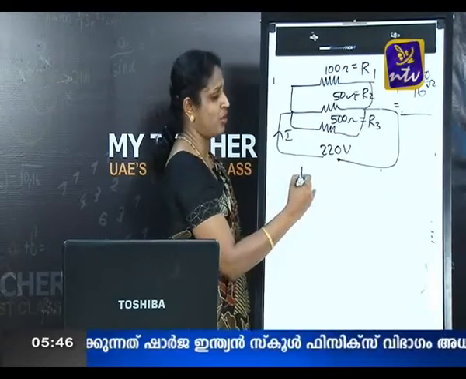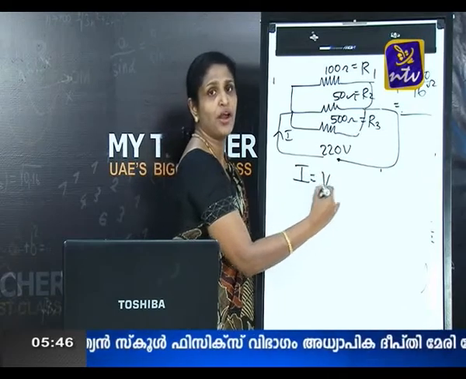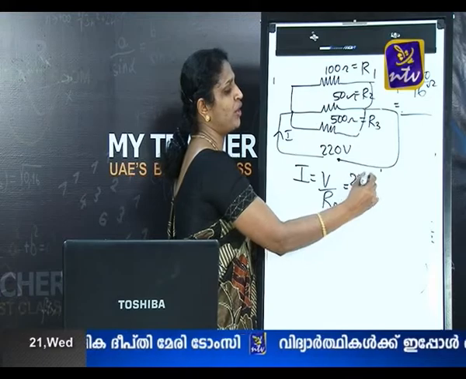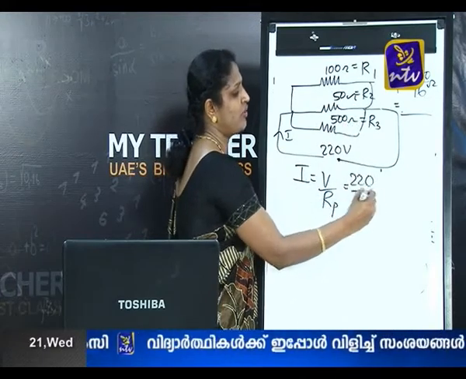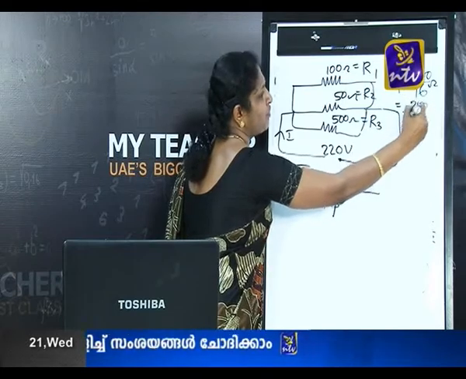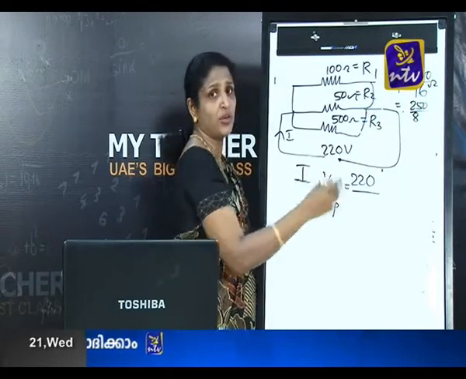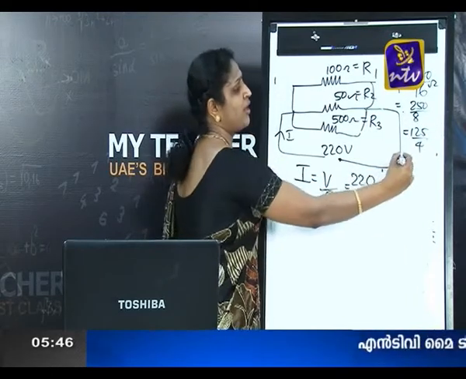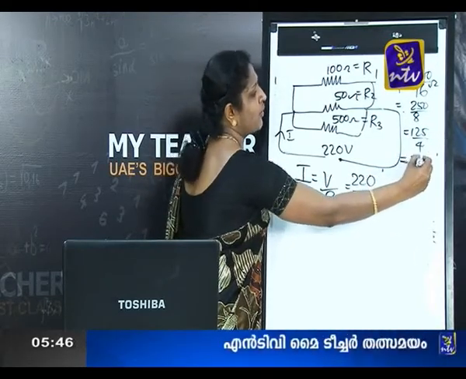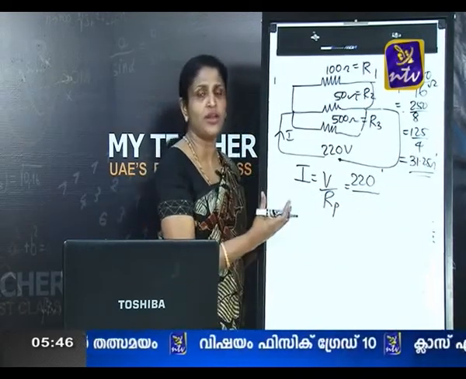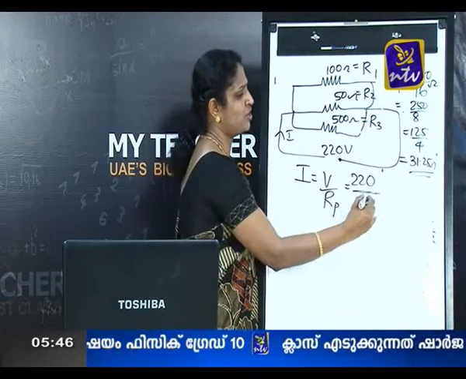current in the circuit by the formula V divided by Rp. The total V is equal to 220 and the resistance what we have got, you can cut it and shorten it and find out 250 divided by 8, then again you can divide it by 125 divided by 4 and then again you can solve it, that is 31.25 ohms. The value 31.25 ohms you will get, and then you have to substitute into this equation.